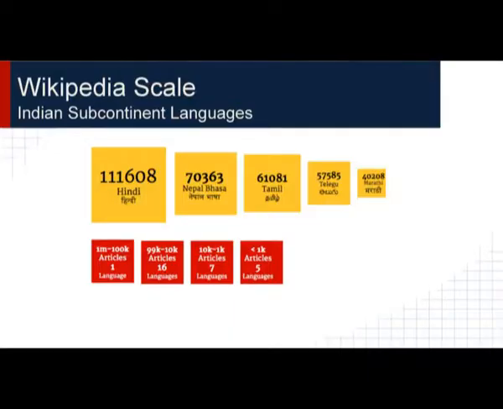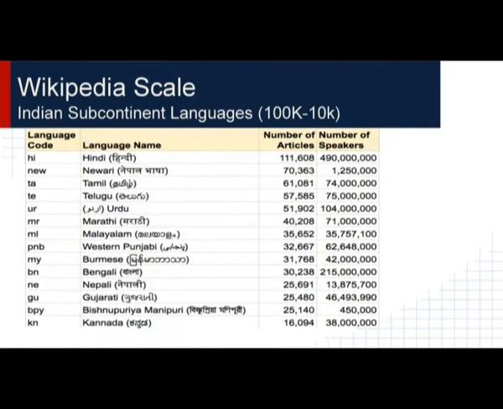You have 16 Indian languages in the 99K to 10K. You have 10K to 1K is 7 languages. And then you have 5 languages which have less than 1,000 articles. 1,000 articles. That's pretty pathetic. So I'm going to go through the numbers here, and I'm going to compare them with speakers. Just look at them. Hopefully it will strike you as odd.